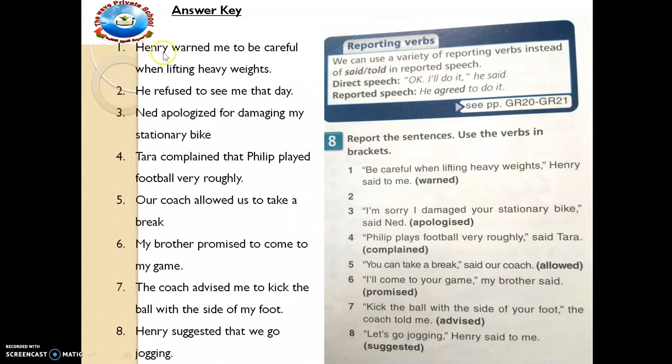So I want you to report the sentences and use the verbs in brackets. Yes, you can see number 1. Henry warned me to be careful when lifting heavy weights. So you can write this in your notebook. Remember to follow the format. Okay? So we make progress to exercise 9.